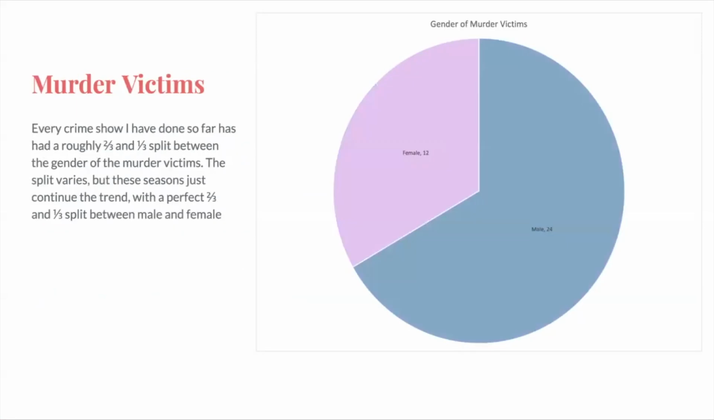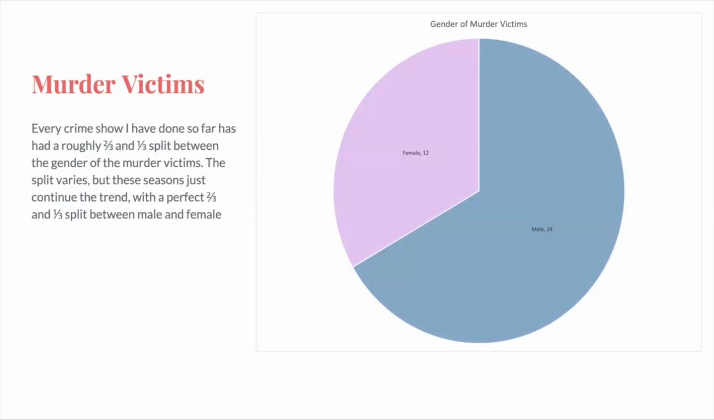but it also has a smaller total size, so it kind of makes sense that it's a little different. This is a pie chart of the gender of the murder victims. And interestingly, every show I've done so far has had a roughly 2/3 and 1/3 split between the gender of the murder victims. The split varies, some are majority female, others are majority male, but these seasons just continue the trend with a perfect 2/3 and 1/3 split between male and female. And I did not record the genders for the original run of Criminal Minds. It was my first data project.